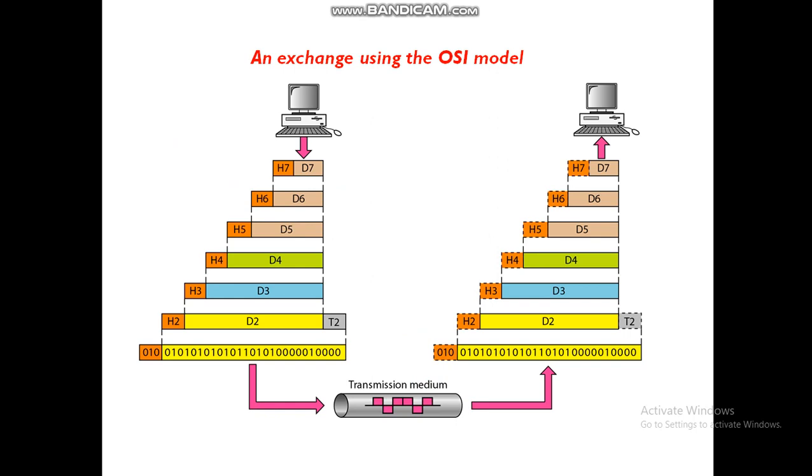There can be trailers also. That is what is explained in D2, H2, T2, where T2 stands for trailer. In the lower layers, trailers are also attached. So headers plus trailers together with the data are encapsulated at the sender side and unwrapped at the receiving side.